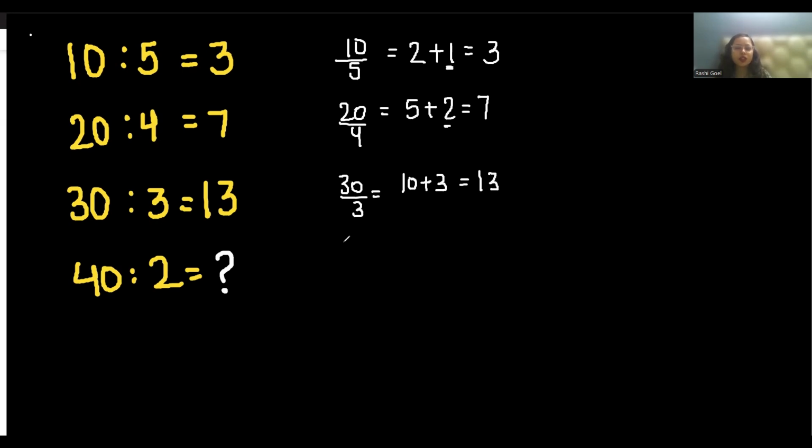So what is 40 ratio 2? 40 divided by 2 is 20 and the successor of 3 is 4. So 20 plus 4 is 24. So what replaces the question mark?